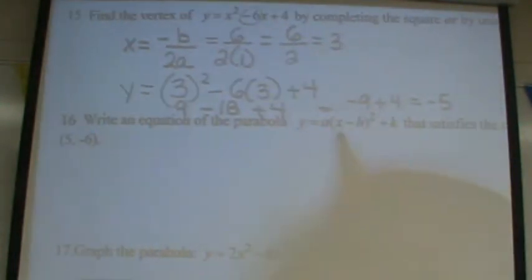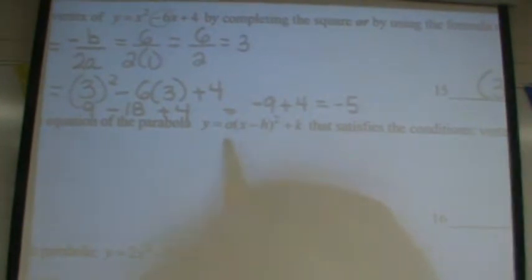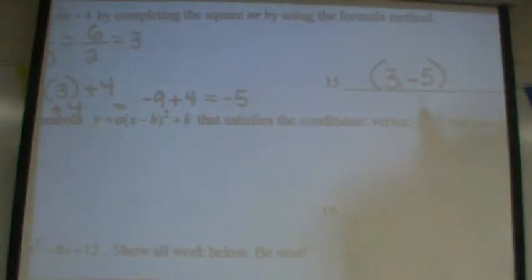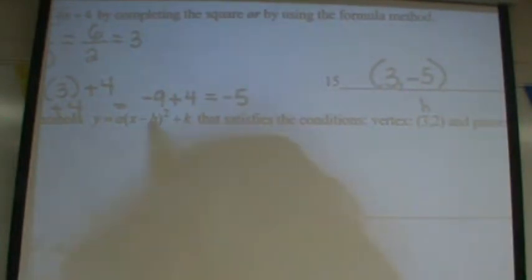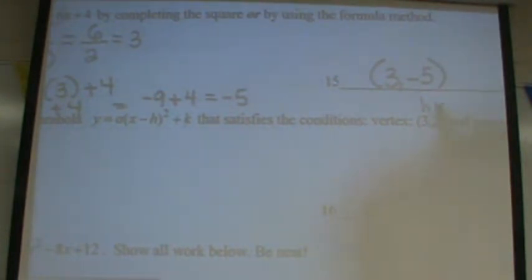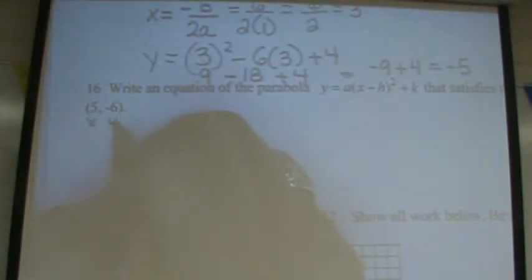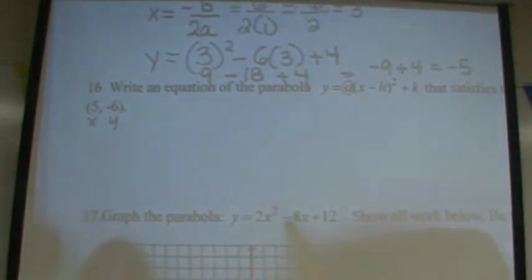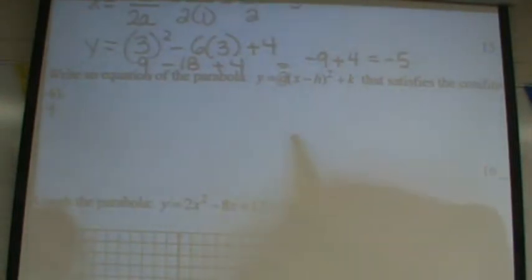Number 16, write an equation of the parabola. This one, here is your form. Y equals a times x minus h quantity squared plus k. This vertex, the 3 is your h value, your k is your 2. So it goes hk, that's your vertex. And this passes through, this is your x and your y value. So the only thing not given to you is your a value. That's your unknown. So all you need to do is plug in.